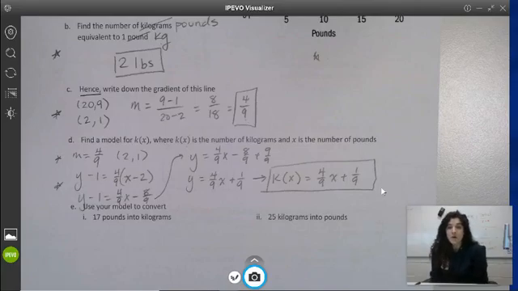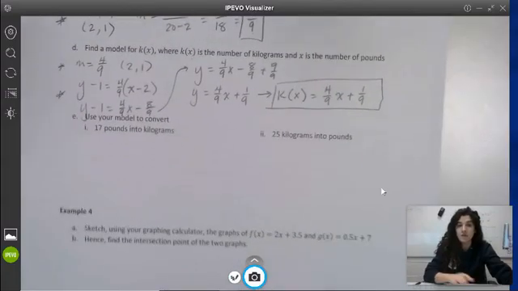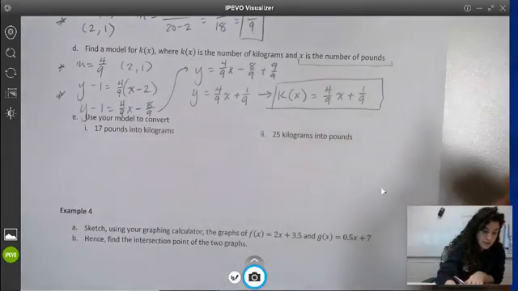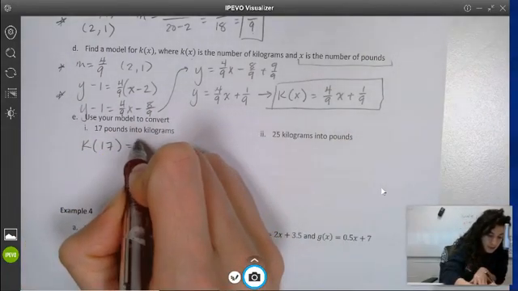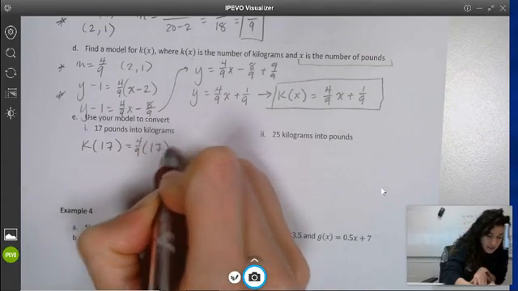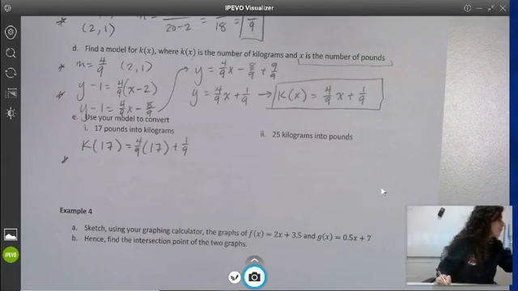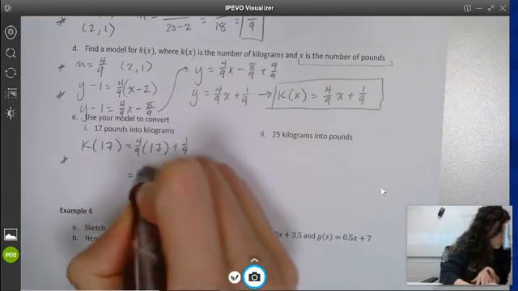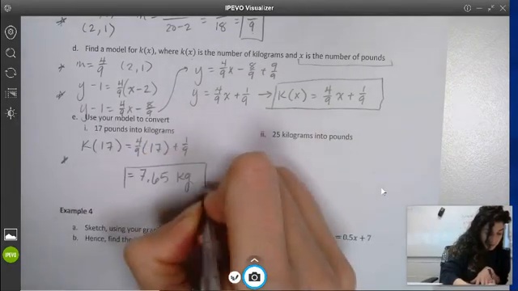Okay, use your model. So now we're going to use the model, which is a fancy word for equation, to convert. So we have 17 pounds. Remember that x is pounds, k of x is kilograms. So we want to find k of 17 pounds, which means that's 4 ninths times 17 plus 1 ninth. Tell me what it is. To three significant figures, we get 7.65 kilograms.